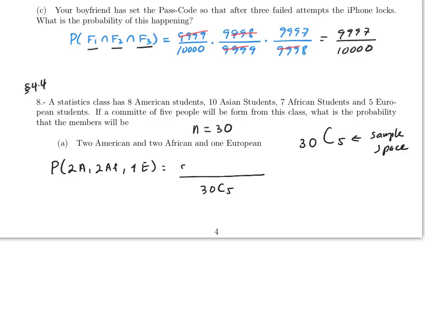Now you have 8 Americans and you want 2. You have 7 Africans and you need 2. You have 5 Europeans and you need 1. And finally, you have 10 Asians and you don't need any. Remember that anything choose 0 is always equal to 1. And it's a good idea to write this part so you can check you're doing this correctly. Remember, all the numbers on the left side when you add them up have to add to this one, and all the ones on the right side have to add to this one, which is the case.